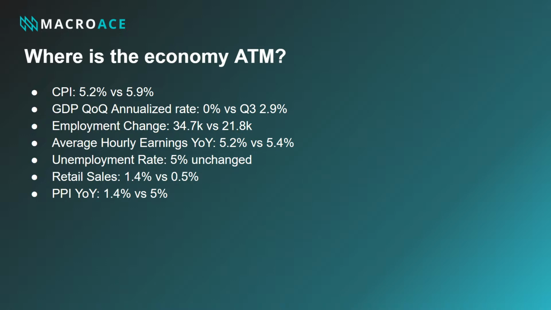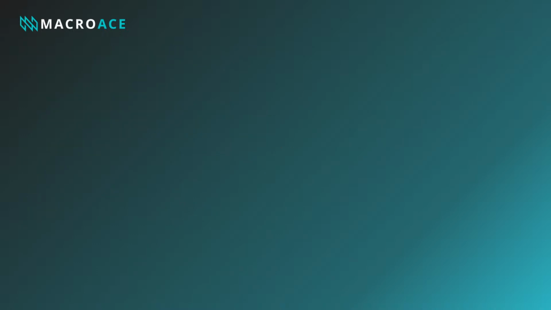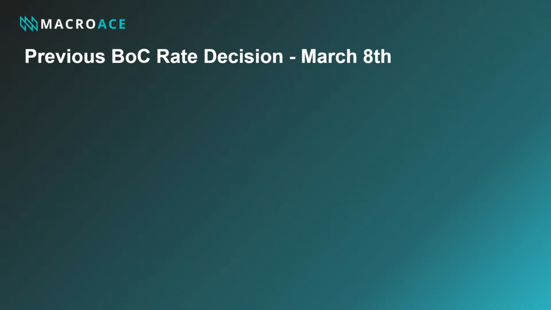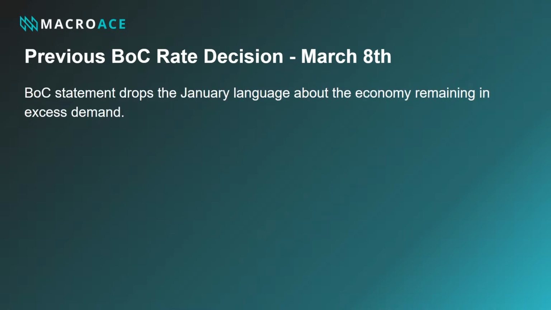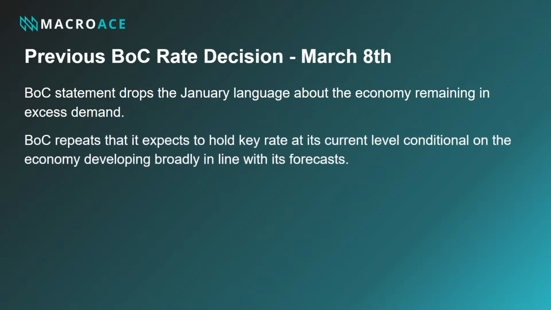So a huge decline in inflation from the producer side of the economy, which should mean that inflation sees a considerable amount of decline, hopefully further on down the line. RMPI, or the Raw Material Price Index, was lower as well month on month at minus 0.4% compared to minus 0.1%. Then the previous Bank of Canada rate decision that we had on March 8th: the Bank of Canada statement dropped the January language about the economy remaining in excess demand, and also repeated that it expects to hold the key rate at its current level, conditional on the economy developing broadly in line with its forecast.